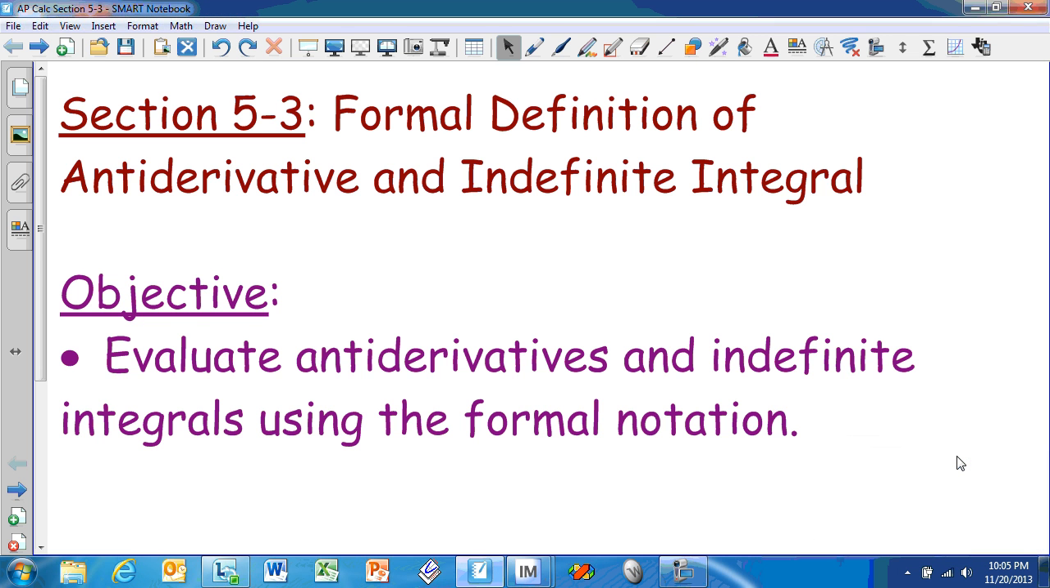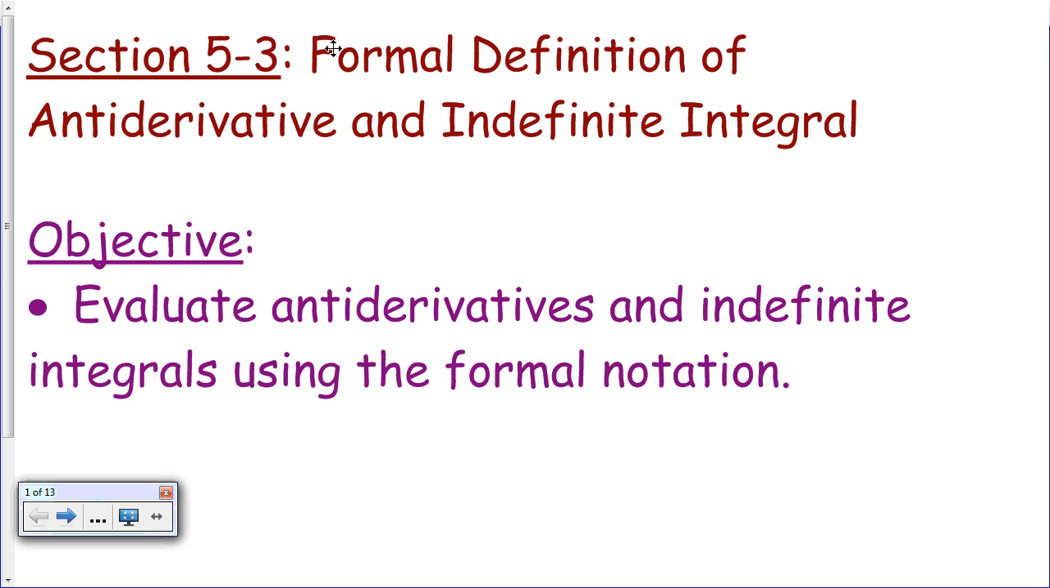All right, section 5-3 is on the formal definition of antiderivative and indefinite integral. The objective of this section is to evaluate antiderivatives and indefinite integrals using the formal notation.